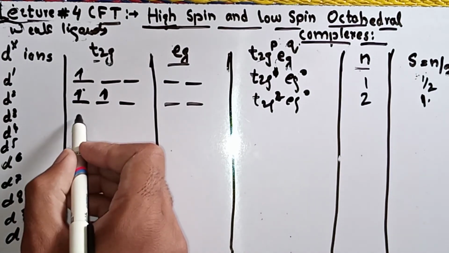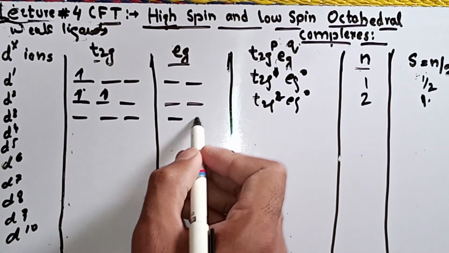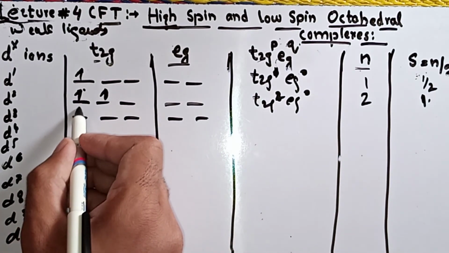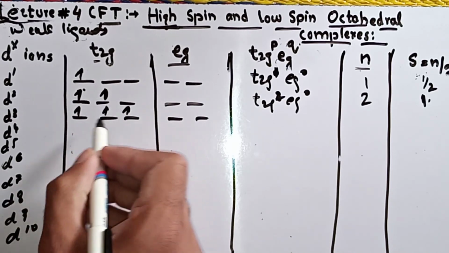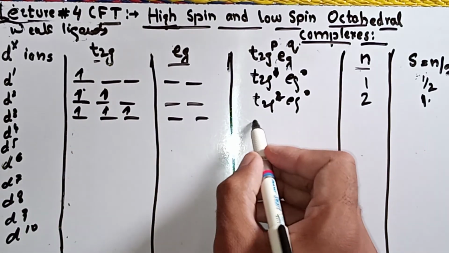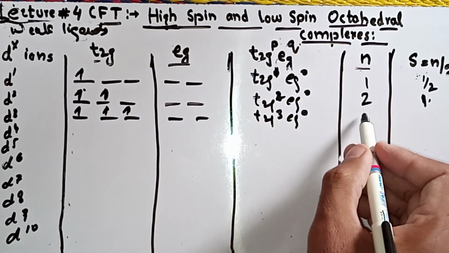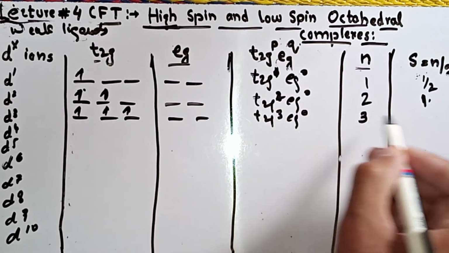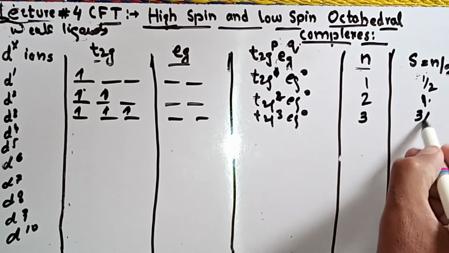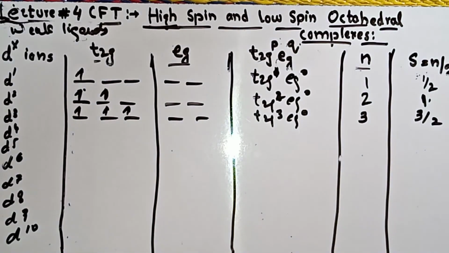When the system is D3, the electrons will go into T2G unpaired. The Eg has 0 electrons, so T2G has 3 electrons and Eg has 0 electrons, while the number of unpaired electrons, N, is equal to 3. So the resultant spin will be 3 divided by 2.